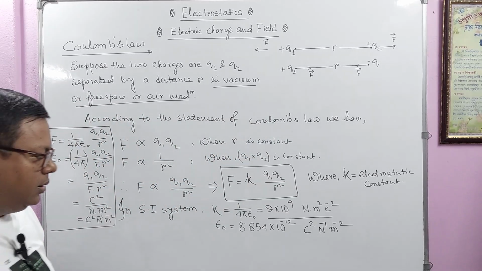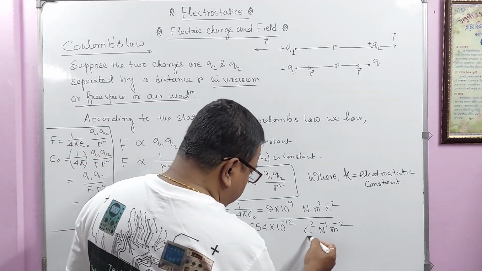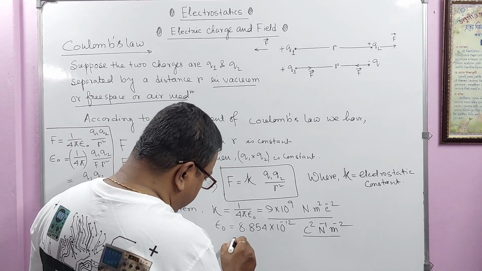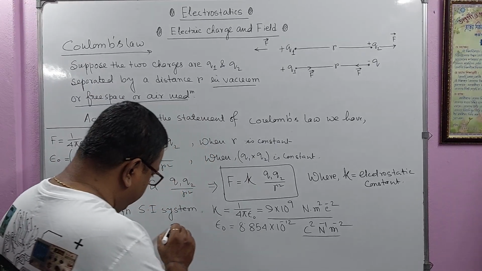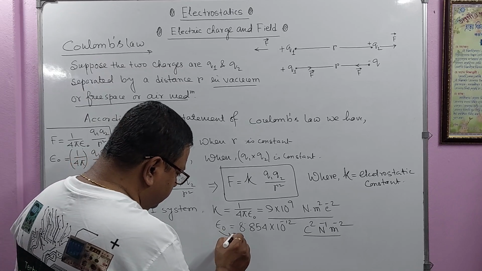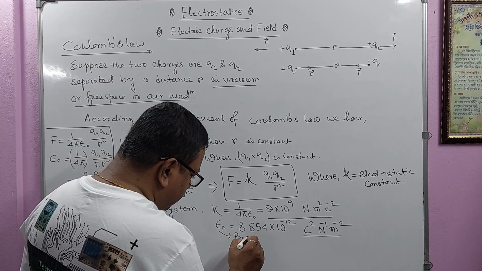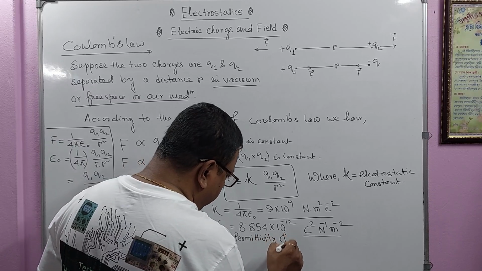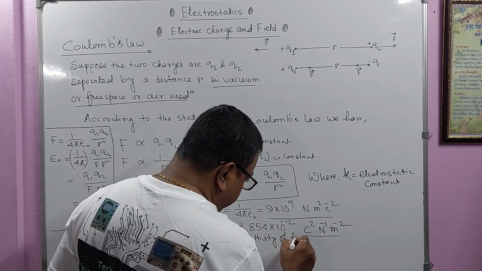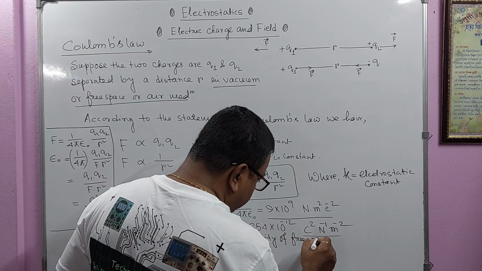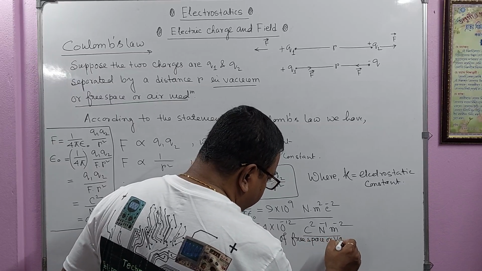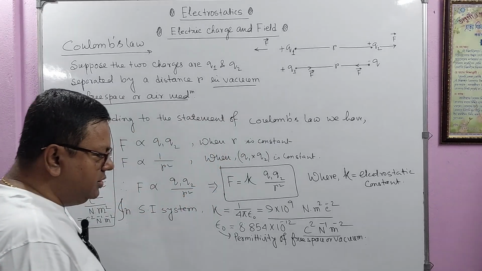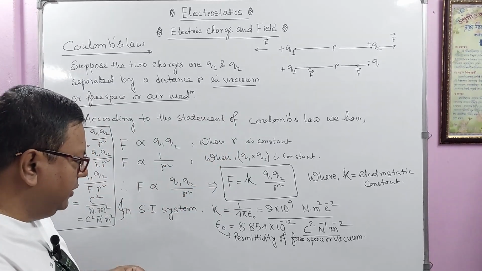So this is the unit of permittivity of free space. Epsilon naught is the permittivity of free space or vacuum.